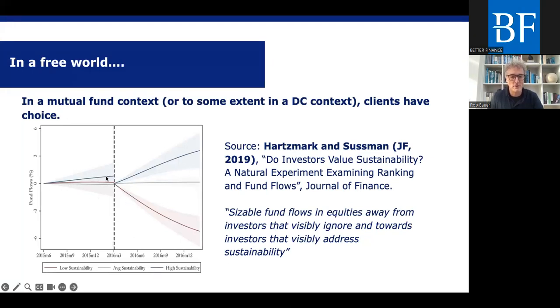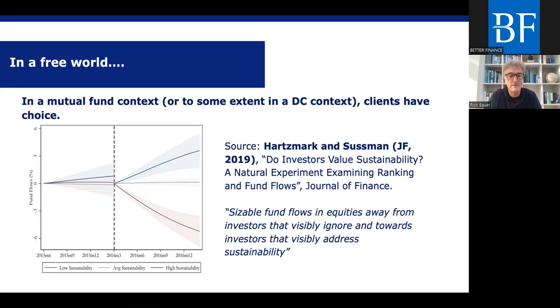On the left-hand side, before this globe was introduced to the market, funds could not easily signal that they are sustainable. There was no stamp or proof about that. So low sustainability fund flows, the red lines, were quite equal to those of high sustainability fund flows. Whereas if you look at the period after, suddenly there was much more flow into sustainable funds than into non-sustainable funds. So you see sizable fund flows away from investments that visibly ignore, and towards investments that visibly address sustainability. This is also nicely written down in the paper by Samuel Hartzmark and others in the Journal of Finance.